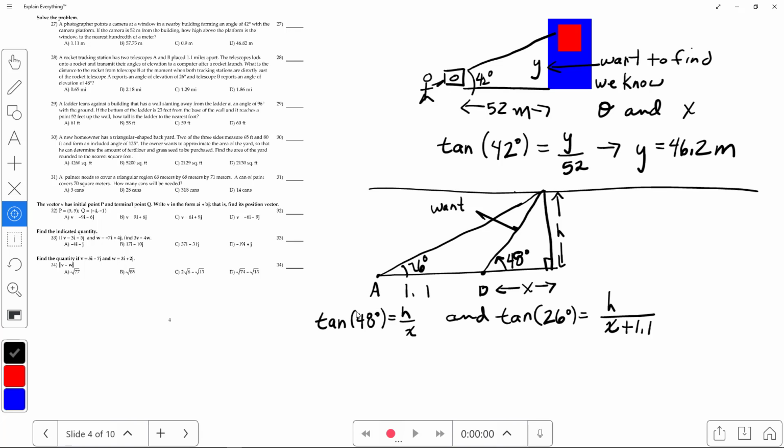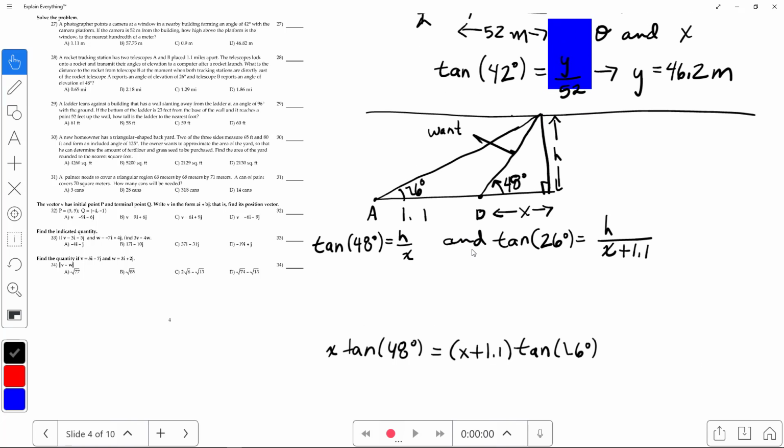And so I can do tangents on both of these, and then I can move over the X. And so what happens is when I do that, it makes both of these equal to H. And so if they're both equal to H, I can then actually solve this. So that's X plus 1.1. Okay, so I made them both equal to H. So now I actually have something that I can solve.